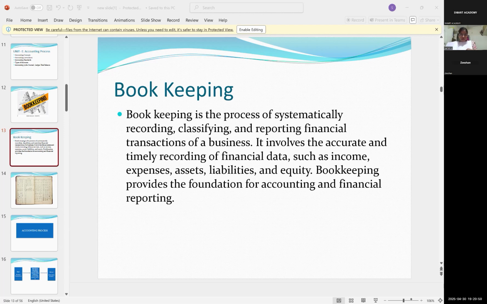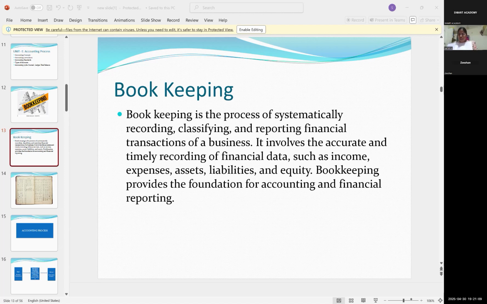Will you record that 10 rupees in the book? No, ma'am. No, you have to record it, because that 10 rupees you took from the stationery shop and you paid them. Okay. So what does this mean?